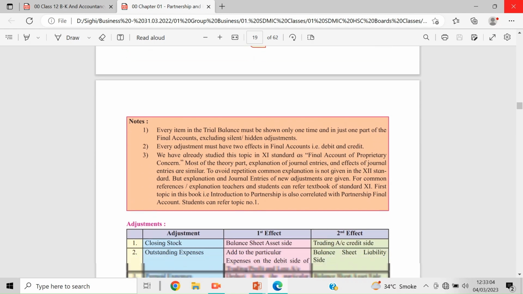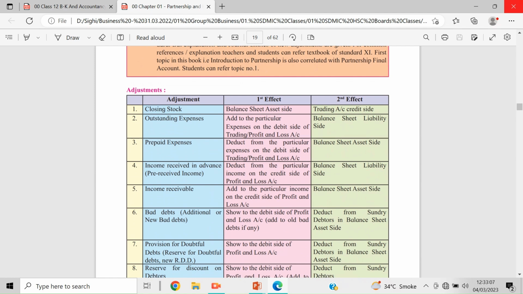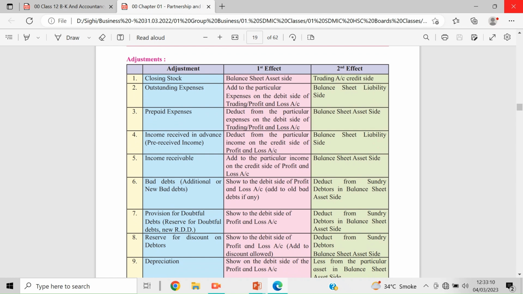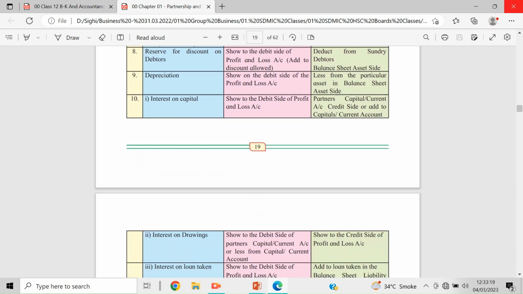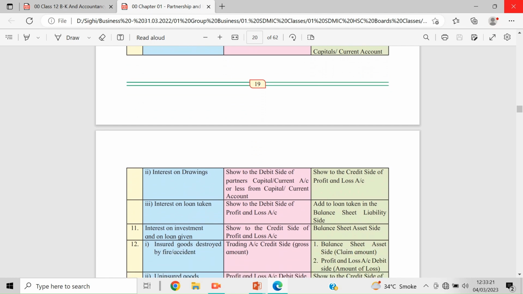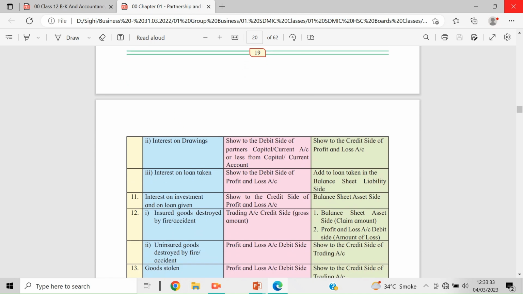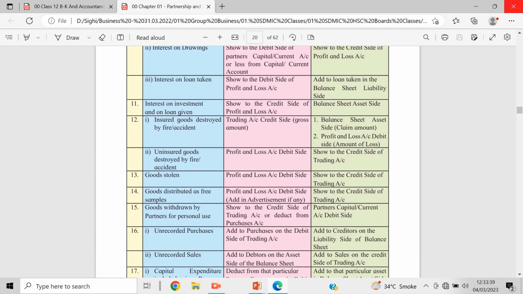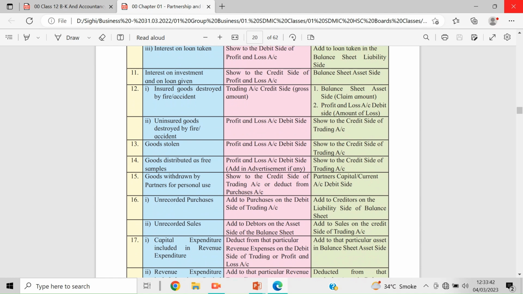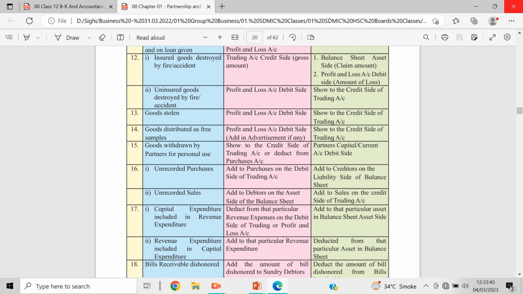But these are the common things: prepaid expenses, outstanding expenses, income received in advance, accrued income. These are common; they come in profit organizations and in non-profit organizations also. Depreciation is also common. Some are not related to not-for-profit organizations, but most of them are similar in not-for-profit and profit-making organizations. Interest on investment also comes in this. Insured goods destroyed may not come, and free samples or goods withdrawn by partners will not come.